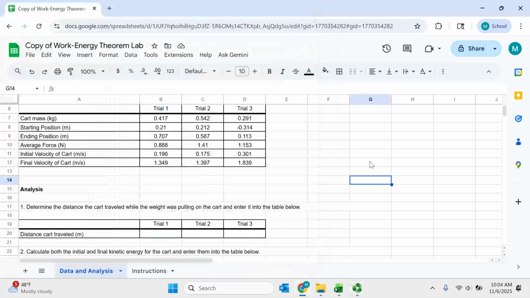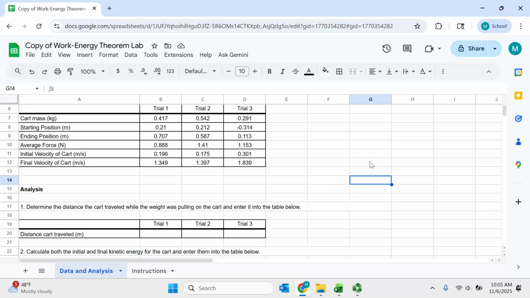In this video, I'm going to show you how to use formulas or functions in Google Sheets to do calculations. In the Work Energy Lab, after we collected the data, we had a series of calculations we needed to do on the data. We needed to find things like distance the cart traveled, work done in the cart, initial and final kinetic energy of the cart, and the difference between change in kinetic energy and work done in the cart. Those are all calculations that we needed to do.